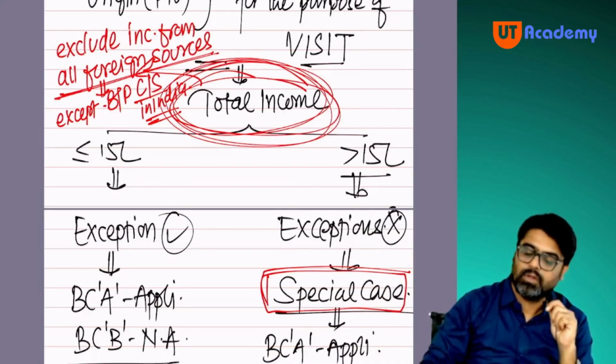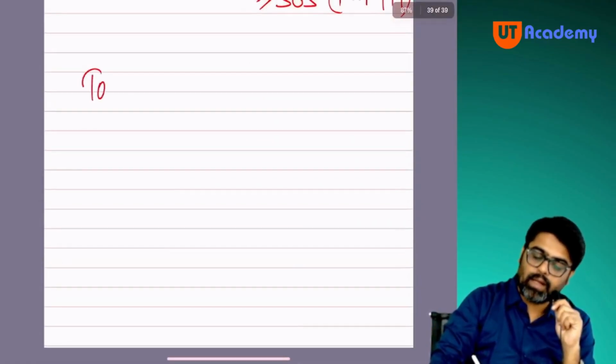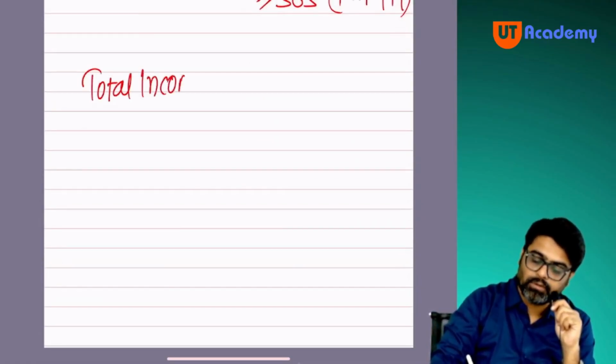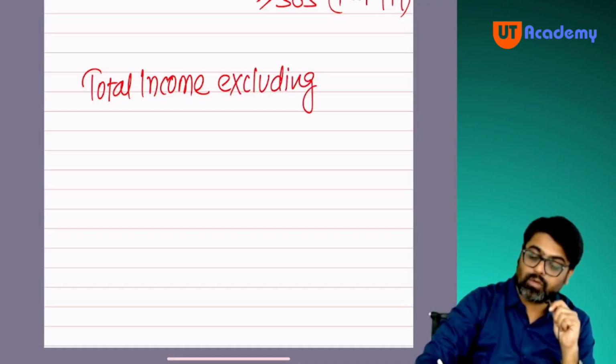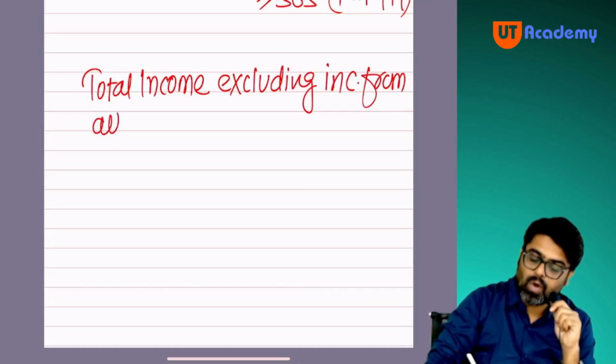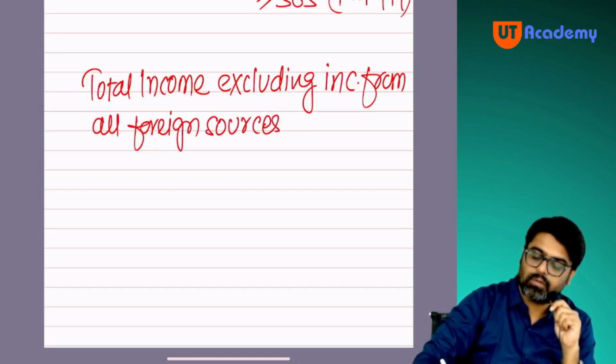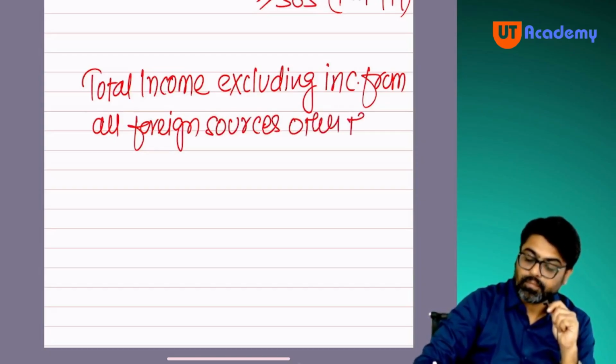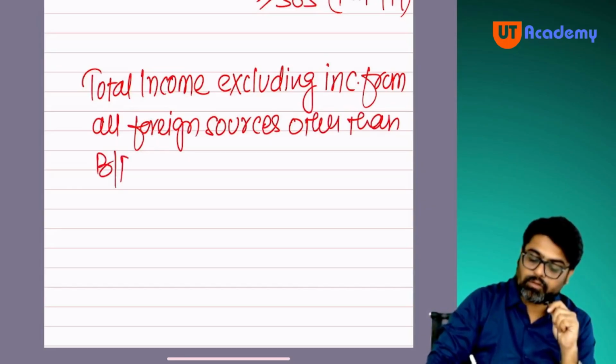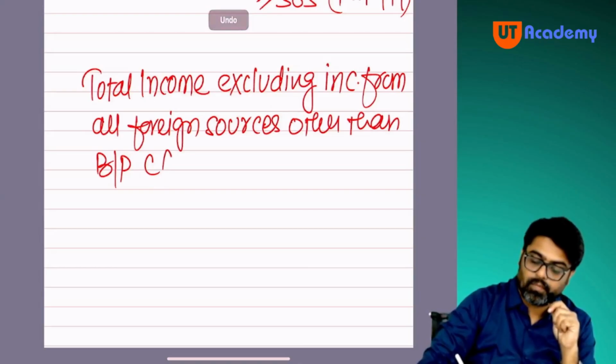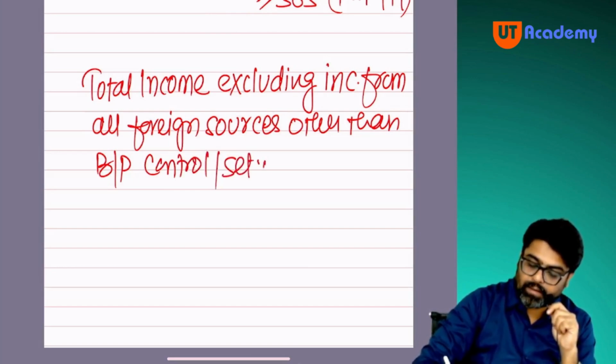Yes or no? So tell me one thing. Total income. What did I say? Total income excluding income from all foreign sources other than business or profession controlled from India or set up in India.